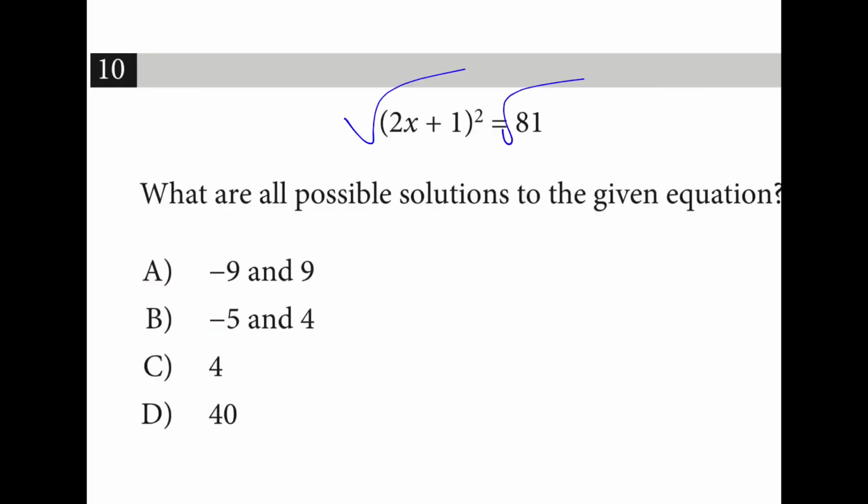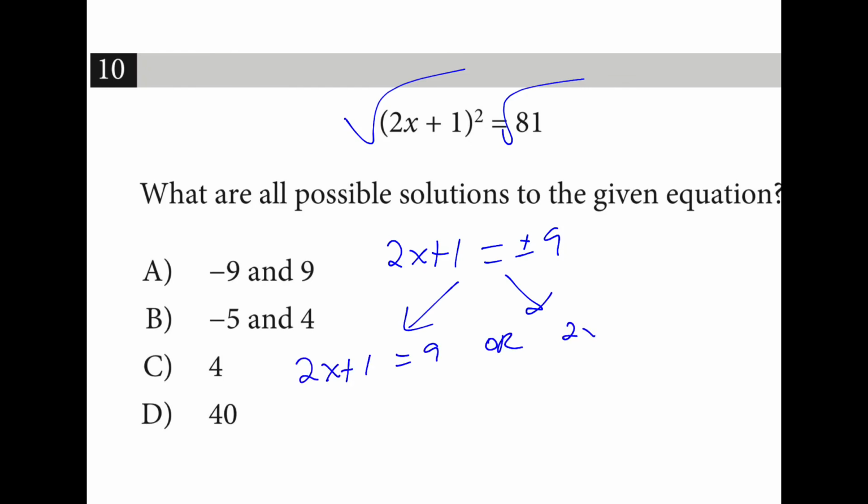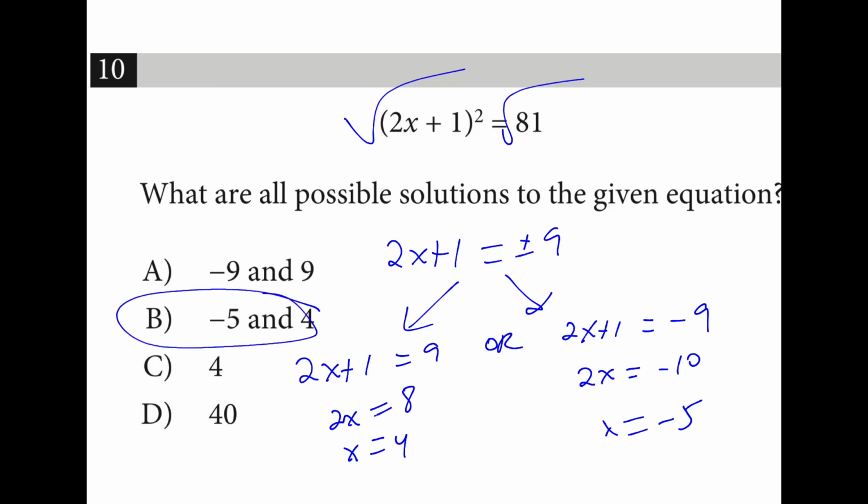If I take the square root of both sides, I have 2x plus 1 is equal to plus or minus 9. So I can split that answer and say that 2x plus 1 is equal to 9, or 2x plus 1 is equal to negative 9. On the left, I have 2x is equal to 8, or x is equal to 4. On the right, I have 2x is equal to negative 10, or x is equal to negative 5. So B is the answer.